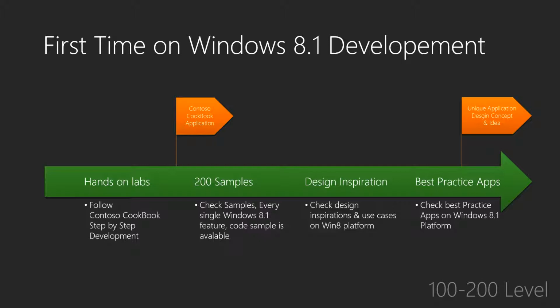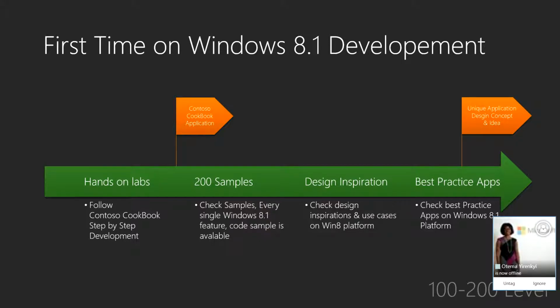Now, secondly, after that, you look at the 200 samples. These are samples that have every single Windows 8.1 feature code example available. Sorry, the spelling of available there is wrong. So for the code samples, for every feature that you want in your application, there is an example of how to implement that. We'll take a look at the code samples very soon.